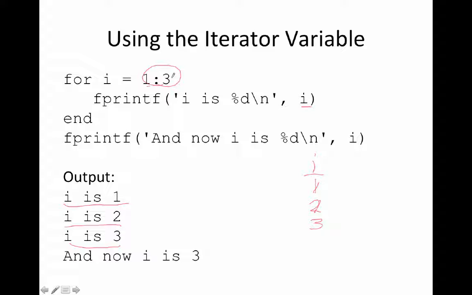For each one we printed the value of I, and then when we get out of the loop, we're going to print "and now I is", and I is still 3. So we print "and now I is 3". So again, here we're using the iterator variable where I is iterating through the values 1, 2, and 3, and when we get out of the loop it still has the last value of 3.